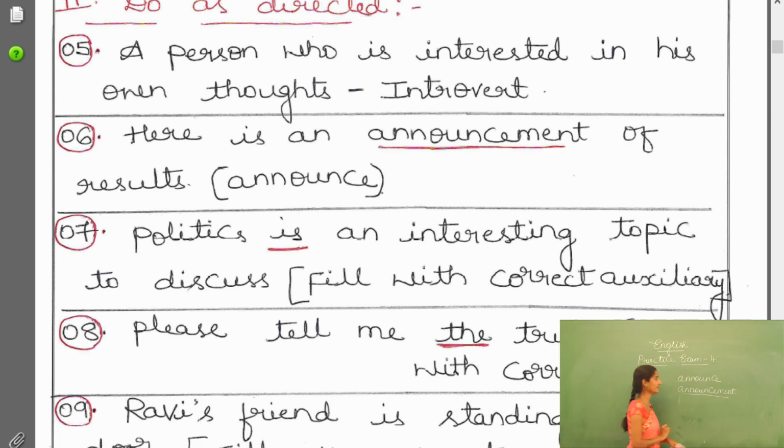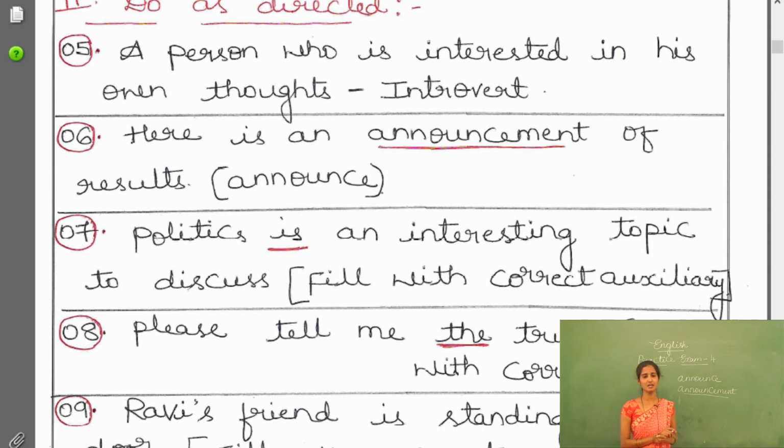So announcement is an example for noun. Announce is an example for verb because it does an action. It is the name of the work there. Here is an announcement of result. Is that clear? And the seventh question is, politics dash an interesting topic to discuss.